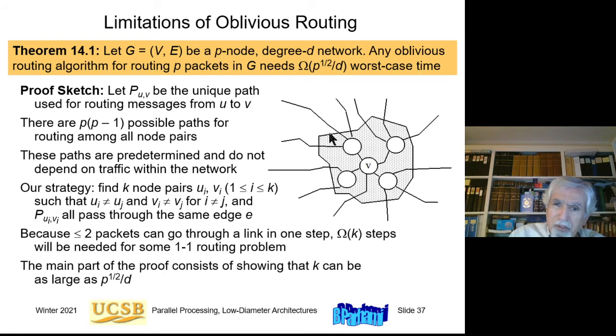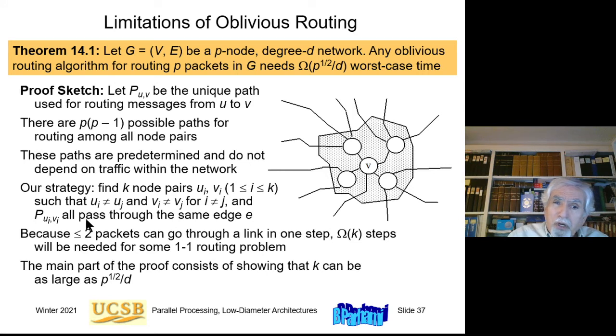The packet that is here may want to go to any of the other processors. So there are order p squared instances of routing problems. There are order p squared possible paths for routing among all node pairs. But the number of links that I can use is order p times d. There are p nodes, and each of them has d links. So p times d, actually p times d over 2, is the number of links. So those large number of paths, order p squared, use p times d links. So it's inevitable that many of those paths will be going through the same links.